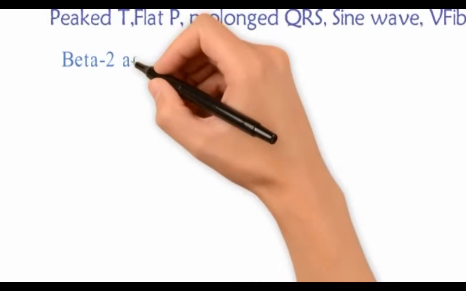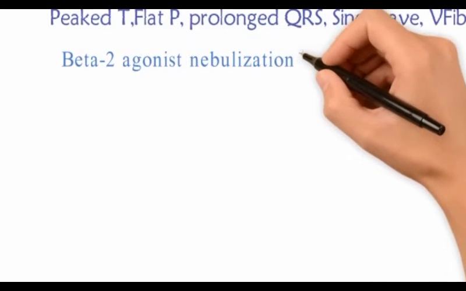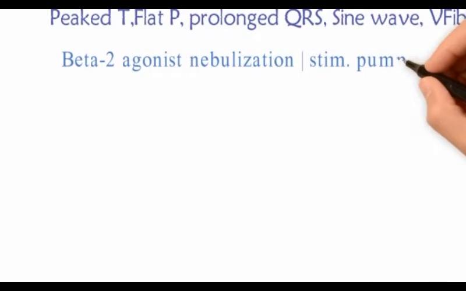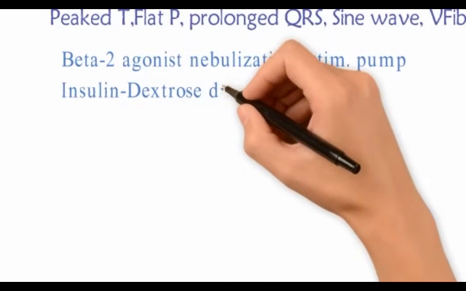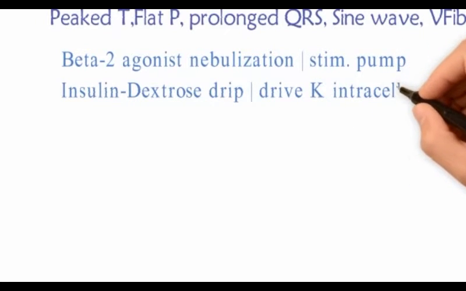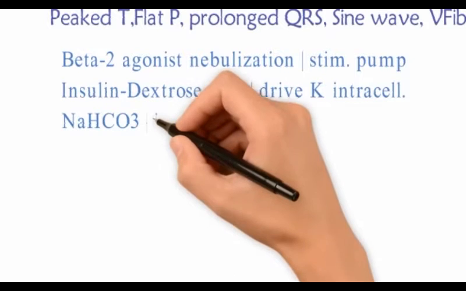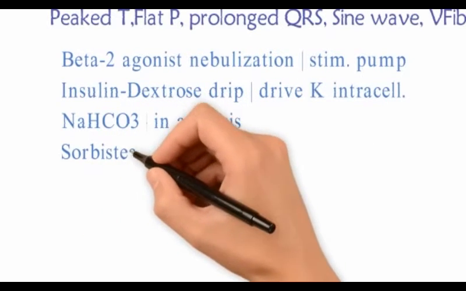The correction of mild hyperkalemia is done by beta-2 agonist nebulization, which stimulates the sodium-potassium pump, driving potassium into the cell. The second measure is the insulin dextrose drip. Insulin drives the potassium into the cell, and dextrose prevents hypoglycemia. Soda bicarb can be given in cases of acidosis.